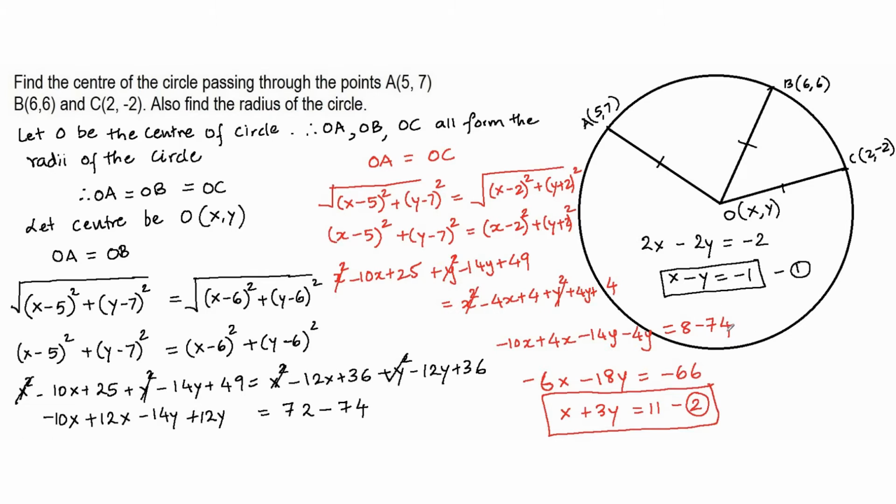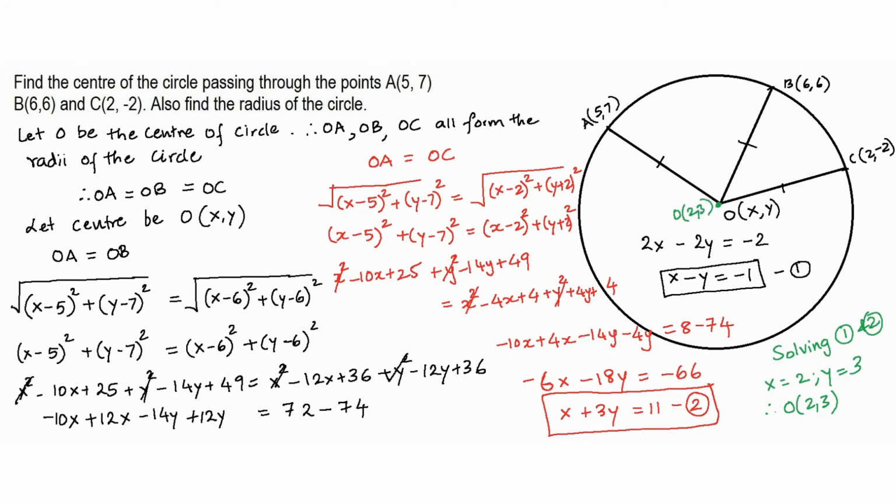And now solving these two equations simultaneously, you can find the value of x and y. So solving 1 and 2, we get x equals 2 and y equals 3. Therefore, the center of the circle is (2, 3). So now I know the center of the circle is O of (2, 3).